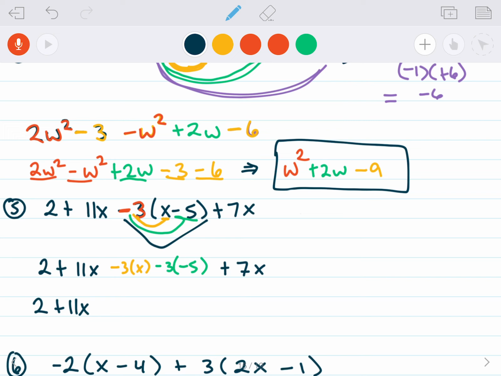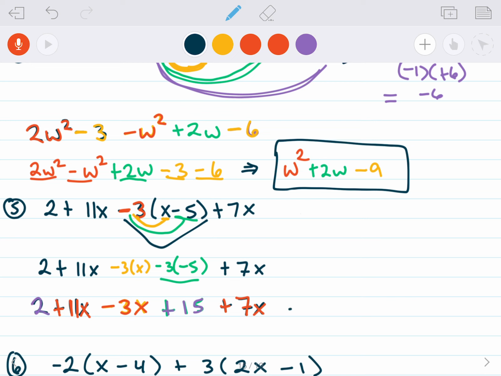Okay, -3 times x is just -3x. A -3 times a -5, negative times a negative is a positive 15. And now let's identify the like terms. I see some x's here. Here's a positive 11x. Here's a positive 7x. Excellent. Oh, and a -3x. And then for my constants, I have a positive 2 and a positive 15.